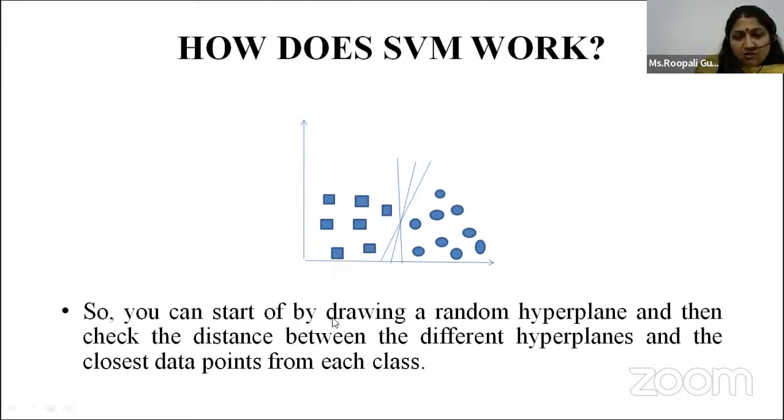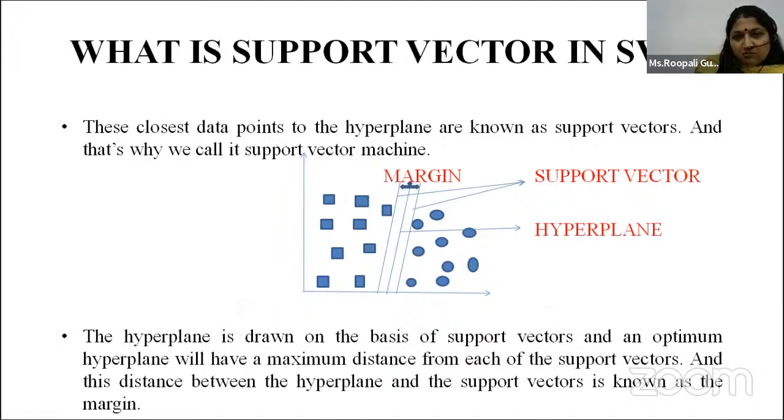So you can start off by drawing a random hyperplane, right? Whenever you are working with SVM, you can draw random hyperplanes. Then what we have to do is check the distance between the different hyperplanes and the closest data points from each class, right? This is the main purpose of the support vector. Now we will be studying what a support vector in SVM is, and why we call it a support vector machine, right?